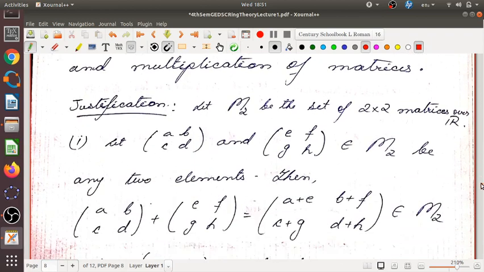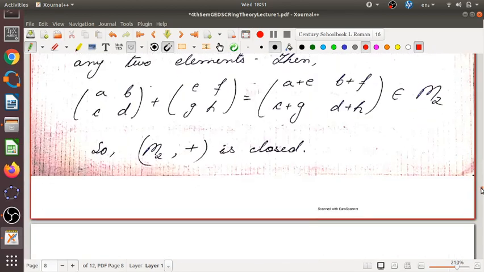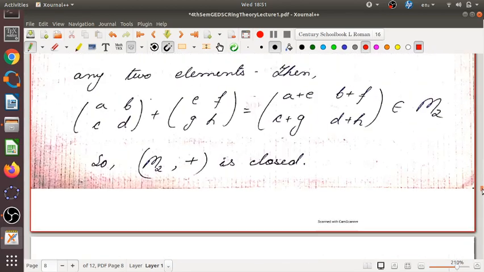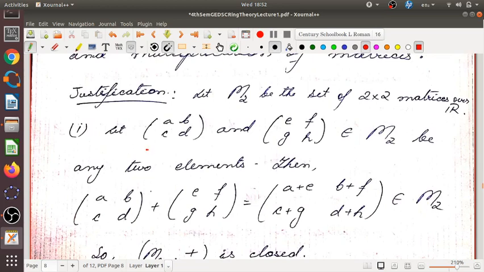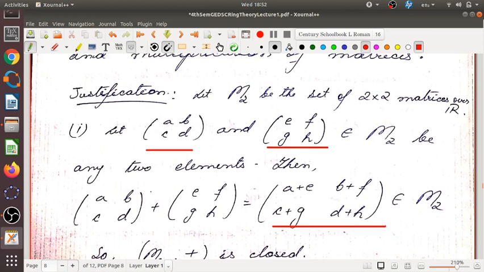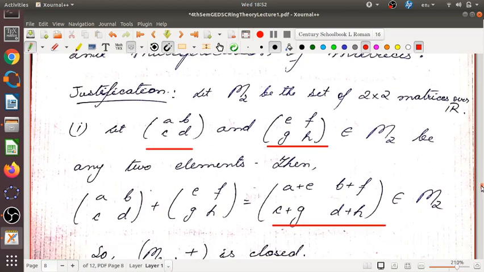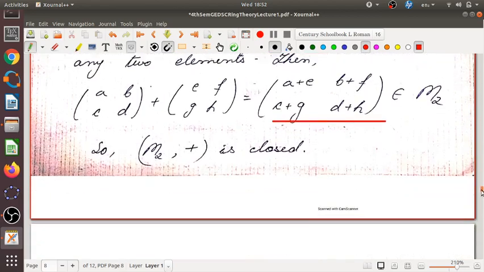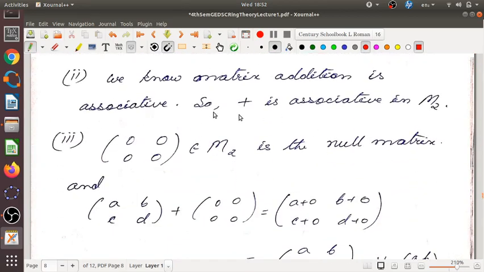Okay, so justification: let M2 be the set of 2 by 2 matrices over R. If we have two 2 by 2 matrices, say [a b; c d] and [e f; g h], their sum is defined this way, element-wise addition, right? So this is also a 2 by 2 matrix. So M2 is closed with respect to addition. Okay, then we know matrix addition is associative.